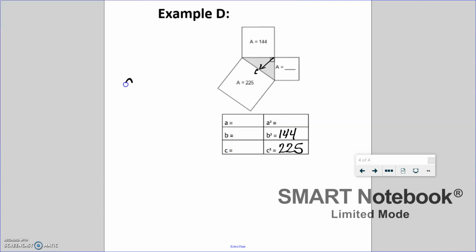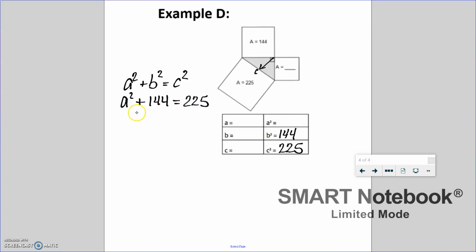Now I'm going to start with my formula. My formula is still A squared plus B squared is equal to C squared. We're still looking for the missing side, but we were given the area. So I don't know what A squared is, so I'm going to leave that as A squared. But I know exactly what B squared is. B squared is 144. So I'm just going to go ahead and put 144. Not 144 squared, but 144 because we already know what B squared is. And the same thing for C squared, we're going to put 225.